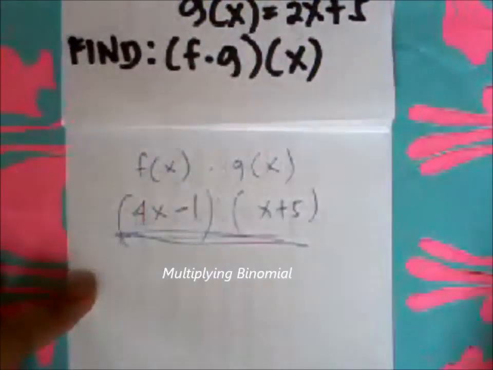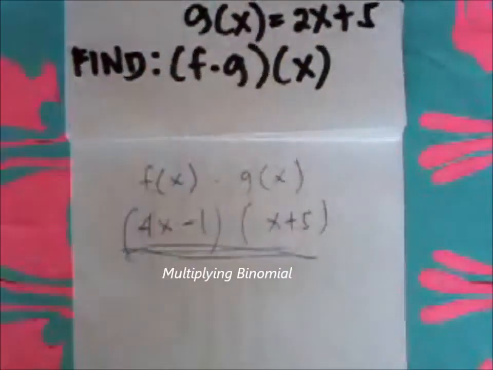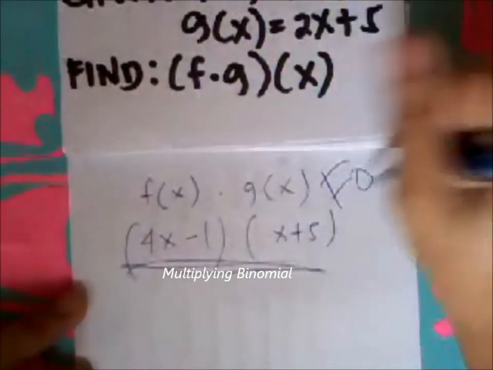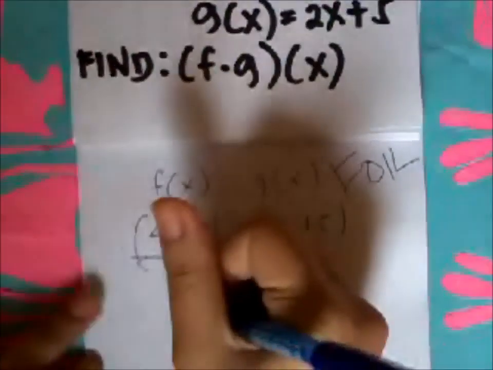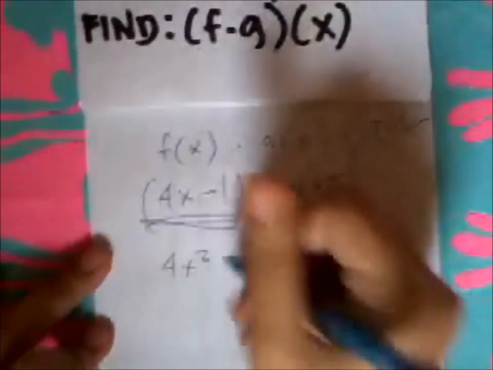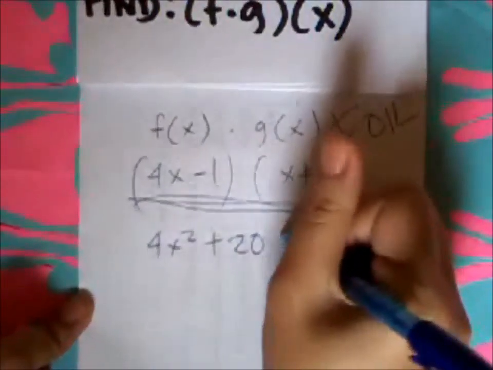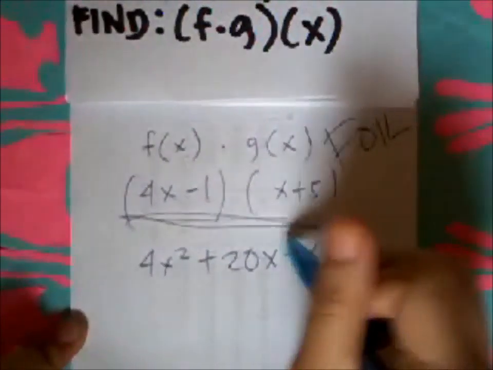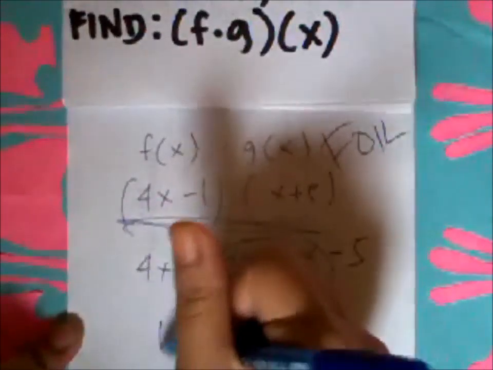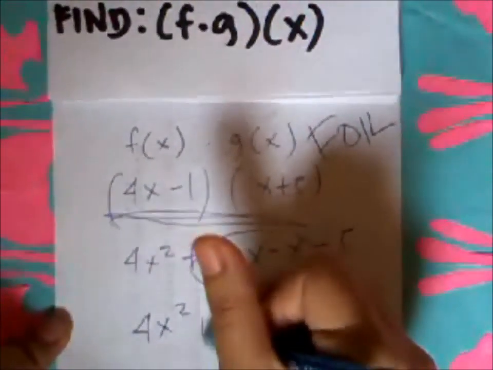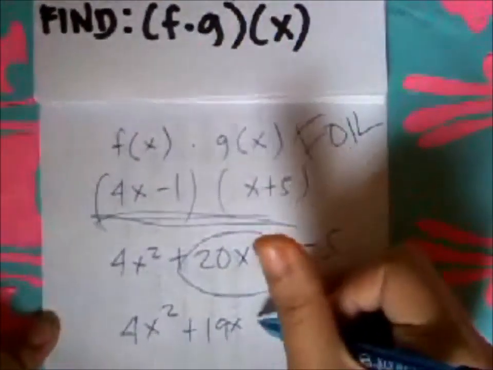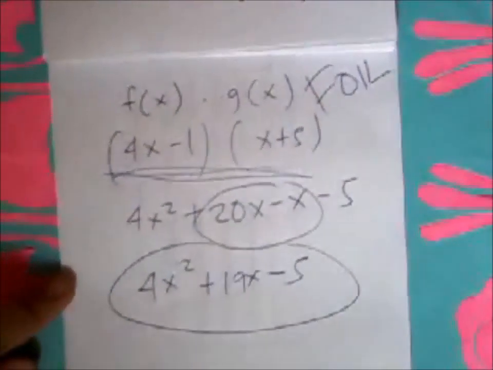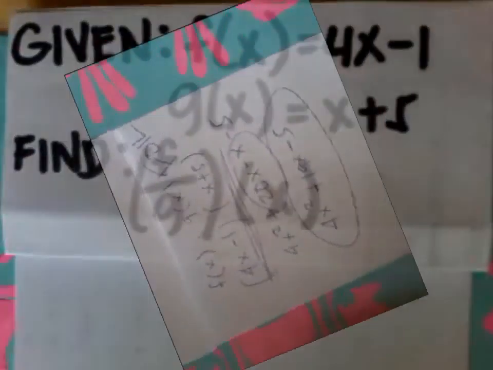This equation is an example of multiplying polynomials, specifically a binomial. So therefore, we could use the FOIL method. So this is 4x squared plus 20x minus x minus 5. And combine like terms. So this is 4x squared plus 19x minus 5. 4x squared plus 19x minus 5 is our final answer.